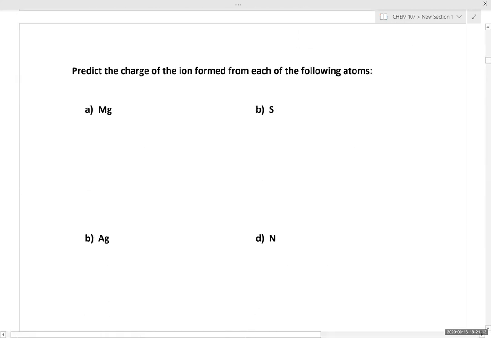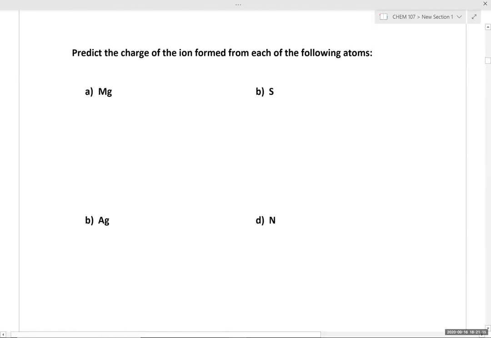Okay, so let's take a moment and predict the charge of the ion formed from each of the following atoms. Let's take about 3 to 4 minutes and work on this example, and then we'll come together as a group to discuss. And don't be shy to share your questions or your responses in the chat.